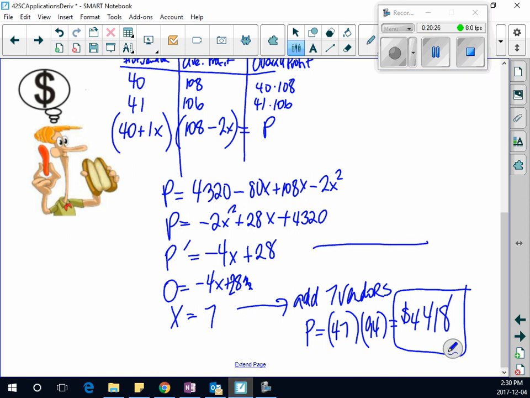This one's a quick one, because it's P prime, here's 0, here's 7. If I factor it right here, if I pull out a minus 4, I'm left with x minus 7. So if it's 6, I'll have a negative times a negative, which gives me a positive. Does everybody see it's a maximum? Yeah.